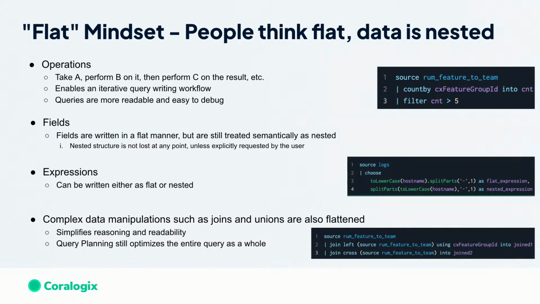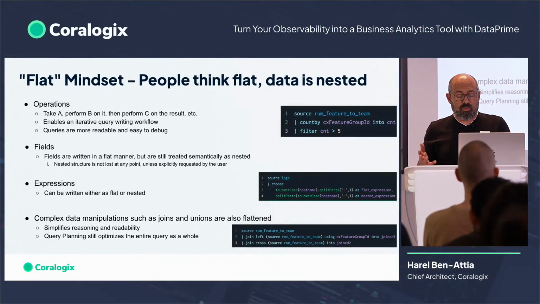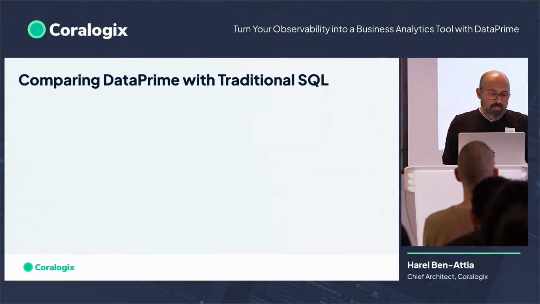And complex data manipulations, like I said, joins and unions, are also flattened as well. Makes things easier to read. Basically, in most of the cases, even if you have like 10 joins, you would still be at a nesting level of 1. A maximum nesting level of 1 and not like 5 or 6.